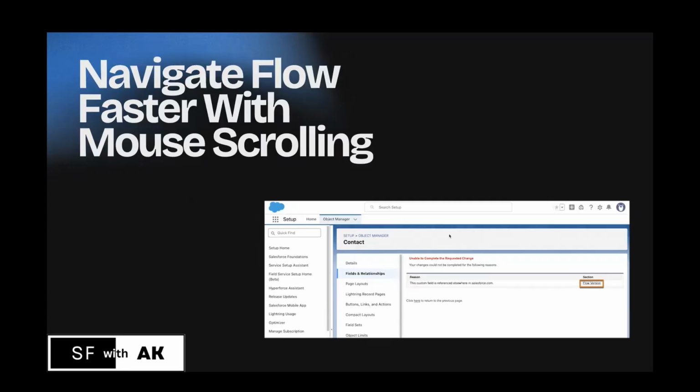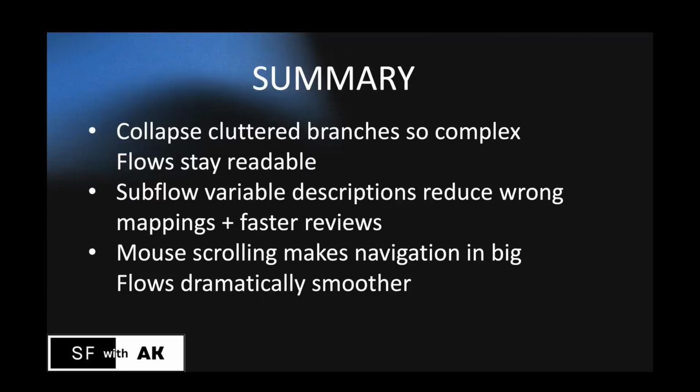Okay. Well, to summarize today's updates, we have three updates: collapse and expand the branching elements; subflow variable description to reduce wrong mapping and enable faster reviews; and mouse scrolling, making navigation of big flows dramatically smoother. So now you can scroll very smoothly. I like the last feature most.